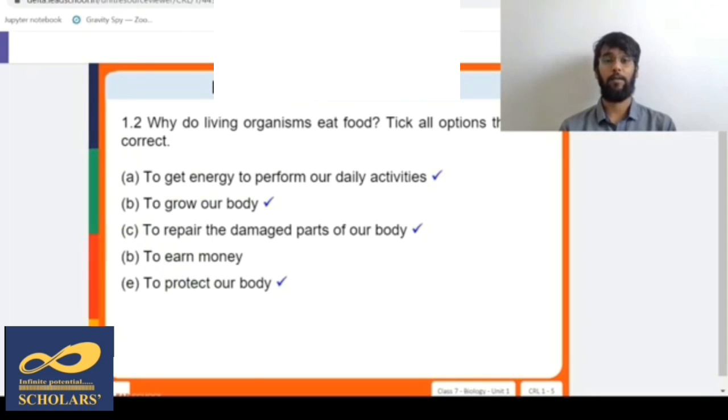It's pretty straightforward. Why do living organisms eat food? Tick all the options that are correct. To get energy to perform our daily activities, that is correct. To grow our body, that is correct again. To repair the damaged parts of our body, that is also correct. And to earn money, no, that's not correct. Animals or living organisms do not eat food to earn money. And the last one was to protect our body. That's also correct.